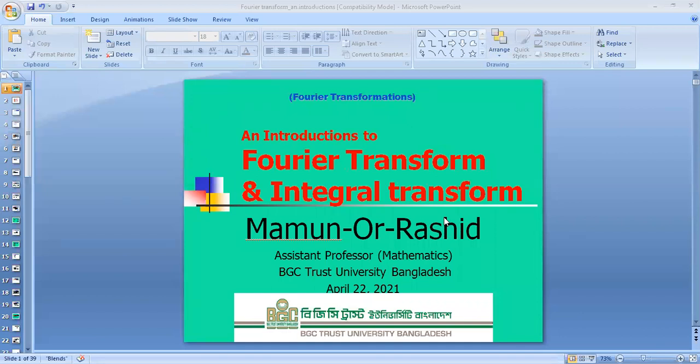We have studied what is Fourier transform, what is integral transform, the uses and applications of Fourier transform and integral transform, and the basic difference between Fourier series and Fourier transform. This is very important for you. In Fourier series, we use periodic signals or periodic waves, and for non-periodic signals, we use Fourier transform.